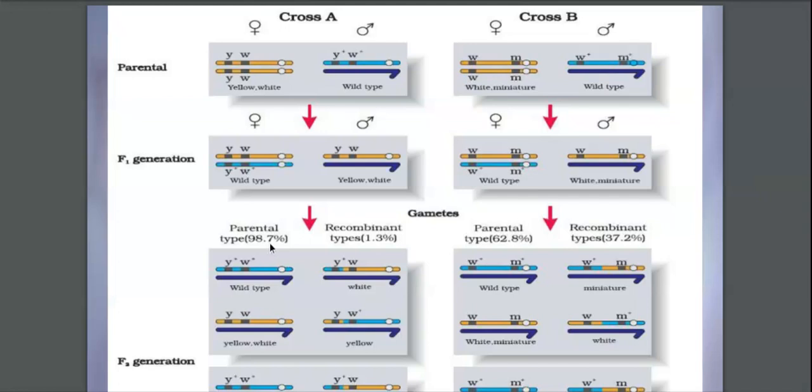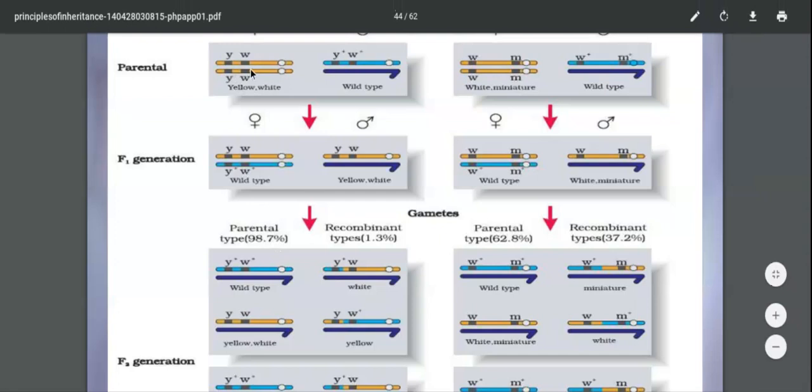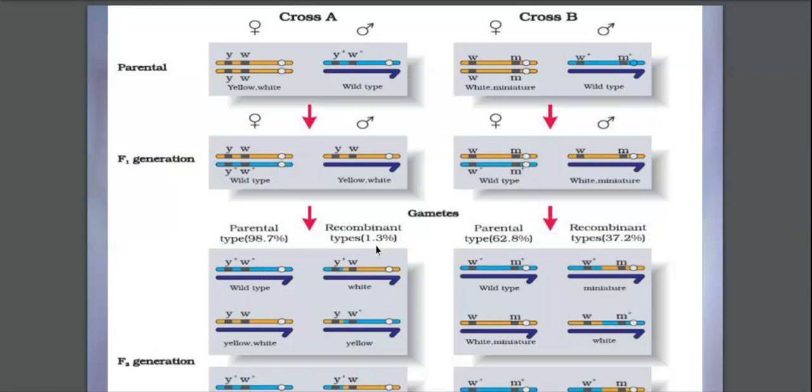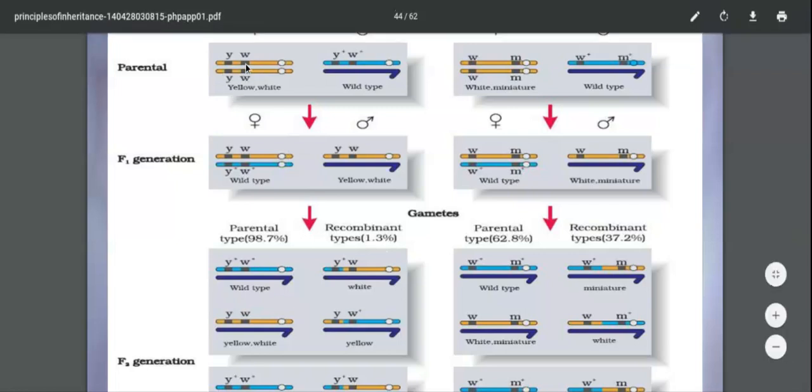So here you can see 98.7% are the parental type of flies, which have yellow bodies and white eyes, whereas recombinants are only few because these genes have preferred to stay together. So the recombination percentage is 1.3%. Now, why is that? Because of tight linkage. And why the tight linkage, or the tight connection? Because they are very close together on the chromosome.